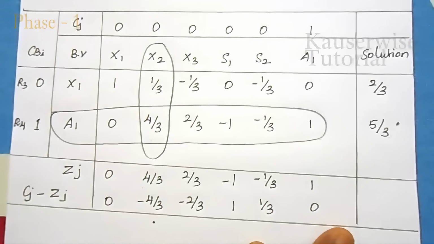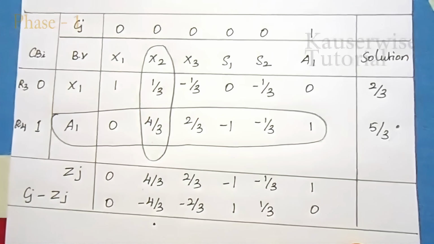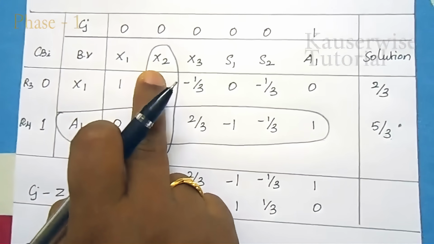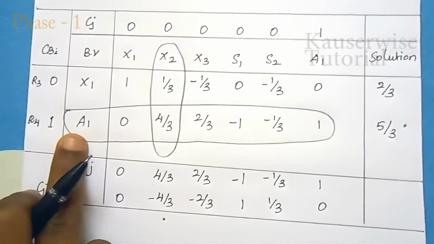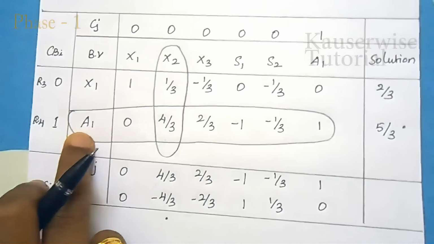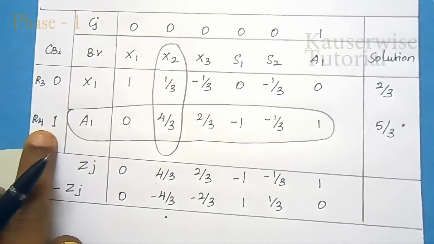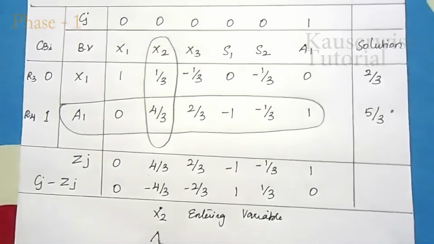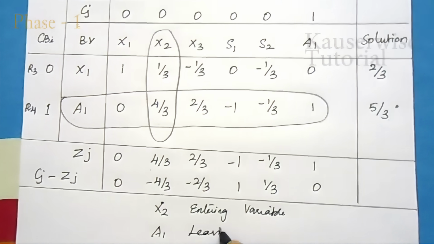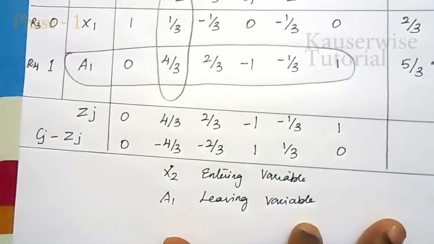Now we have to prepare the second iteration. In the second iteration, x2 will be the entering variable and a1 will be the leaving variable. So instead of a1, we have to enter x2. x2 value is 0. Okay, so x2 is the entering variable and a1 is the leaving variable. Now we can proceed to iteration 2.